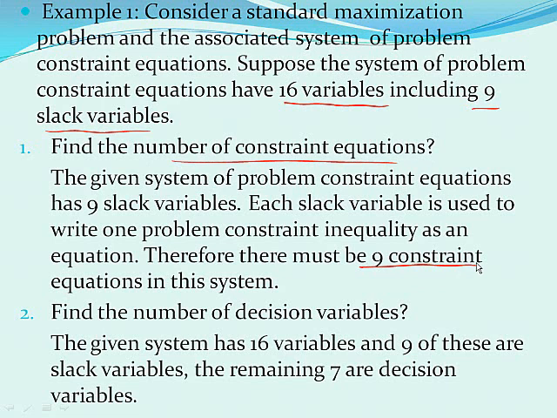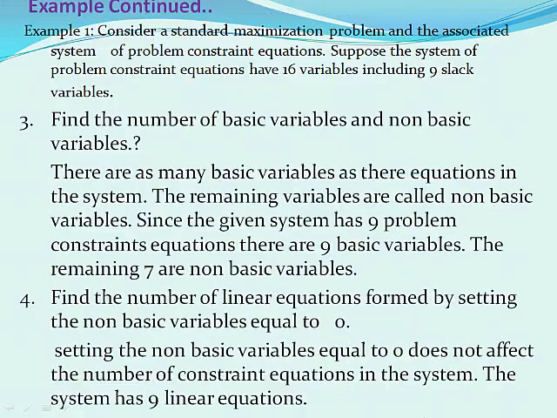Question 2. Find the number of decision variables. We have a total of 16 variables, of which 9 of them are slack variables. So if we subtract 9 from 16, we will get 7 remaining variables which are called the decision variables.